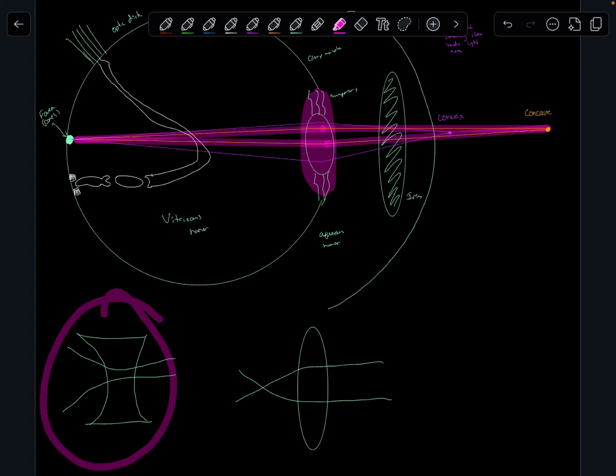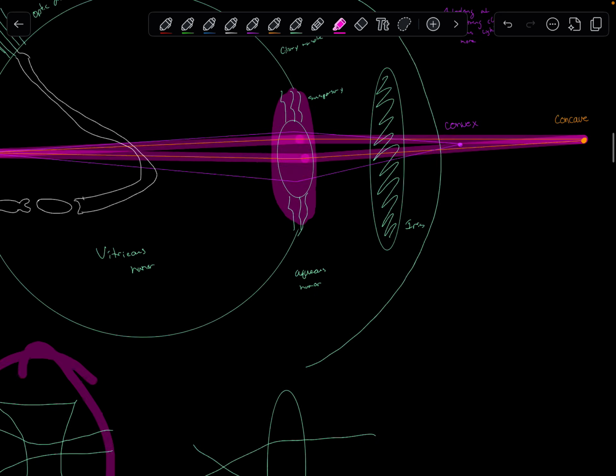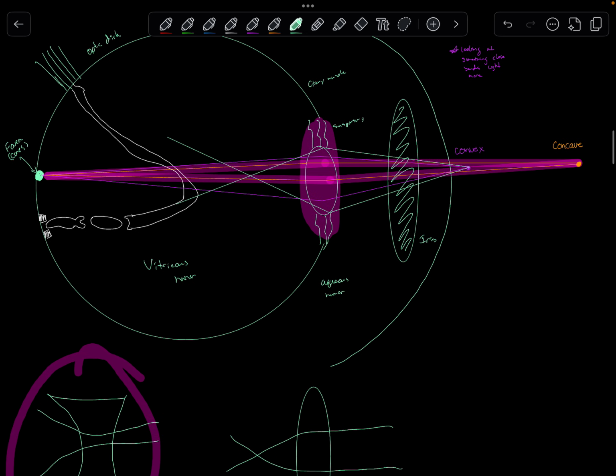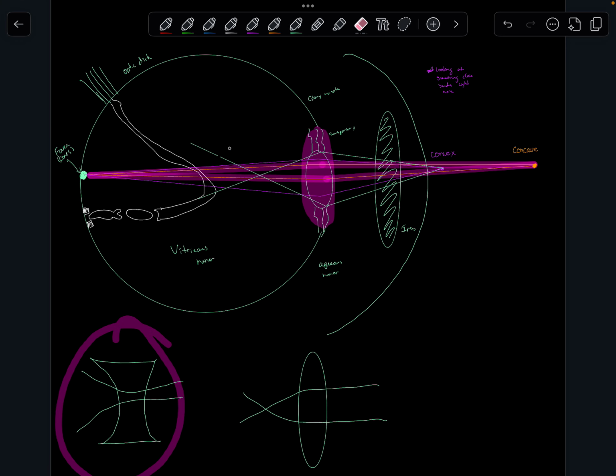See, if I used a convex lens, if I was trying to look at something close, it wouldn't do anything. It would refract so much that it would probably end up crossing over. This isn't an exaggeration, I'd probably end up crossing over like that, and I wouldn't be able to reach the fovea, and it would be a really blurry image. Right? Hopefully that makes sense to you.